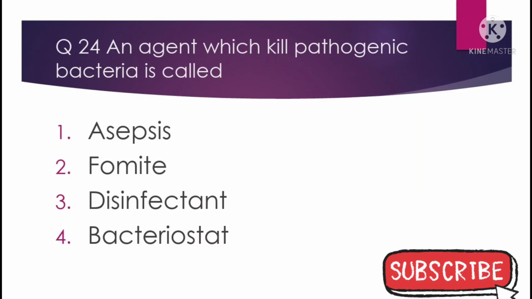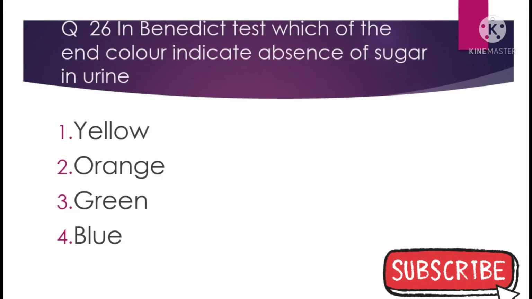Question number 25: An agent which kills pathogenic bacteria is called... Correct answer is disinfectant. Question number 26: In Benedict's test, which color indicates absence of sugar in urine? Right answer is blue.